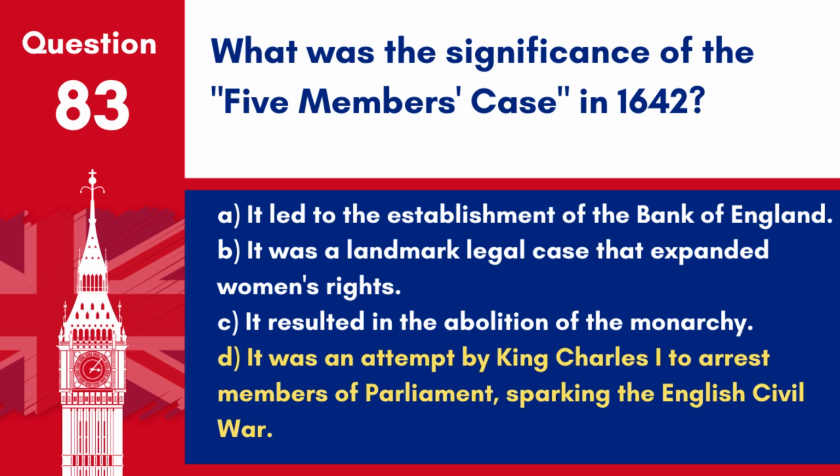Answer D. It was an attempt by King Charles I to arrest members of Parliament, sparking the English Civil War. The Five Members case is significant as it represented a direct challenge to parliamentary authority by the monarch and contributed to the outbreak of the Civil War.